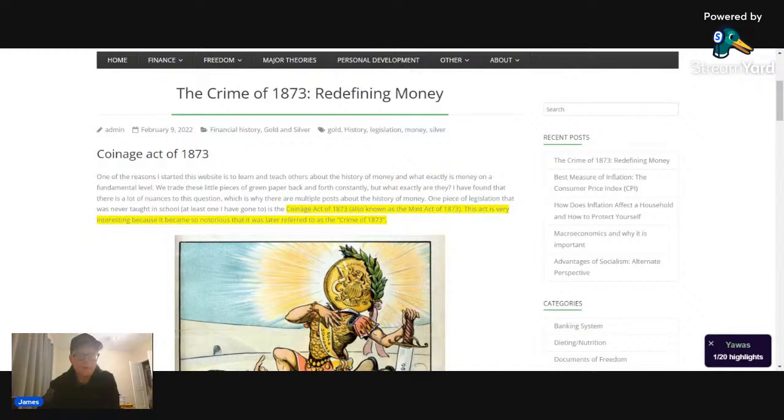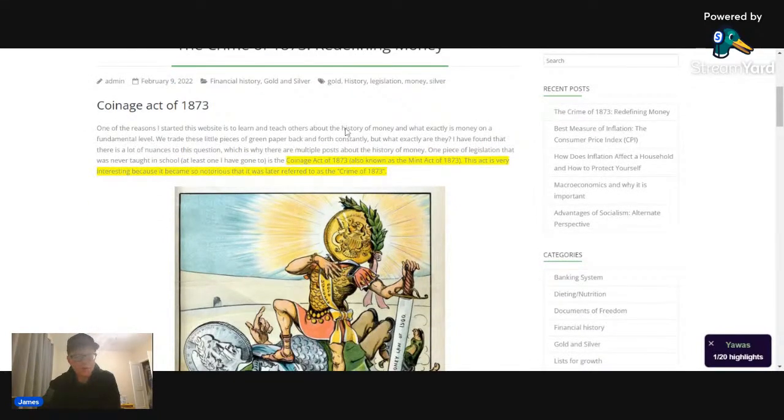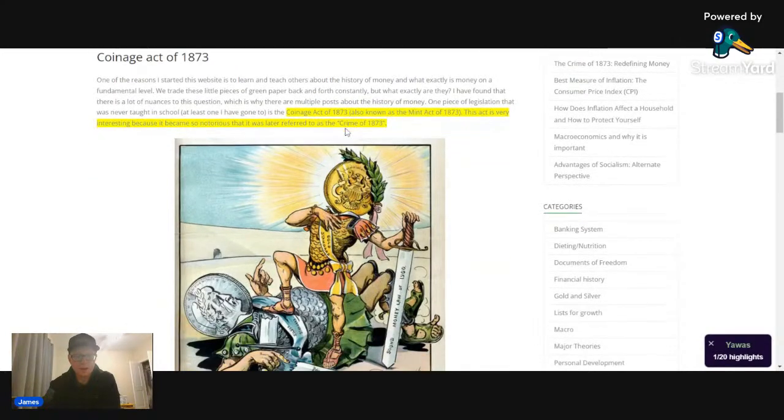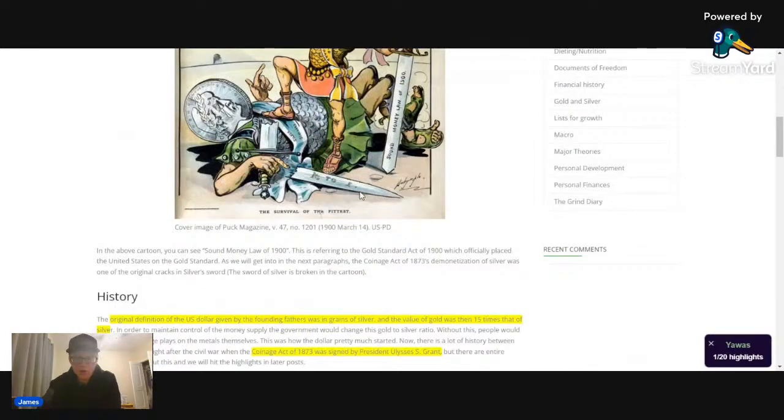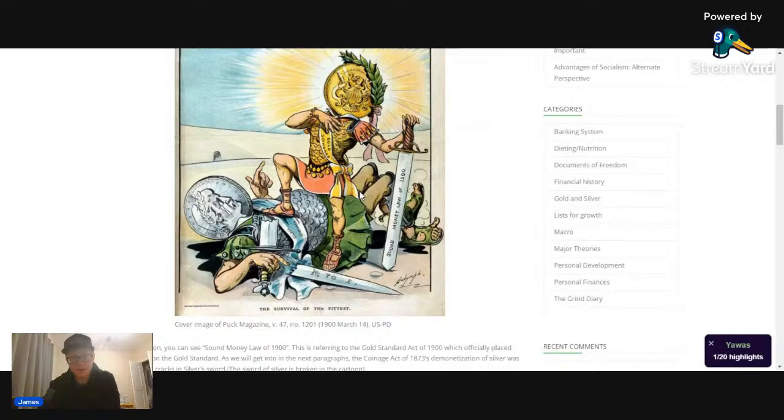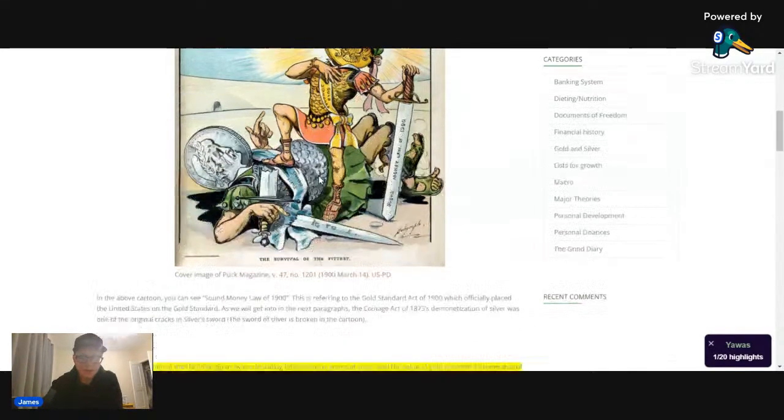I want to go over my most recent post about the Crime of 1873, which was really because of the Coinage Act of 1873, also known as the Mint Act of 1873. One thing you notice with a lot of legislation is they have many names for some reason. Anyways, here's a cartoon that'll make more sense when we get through it. I'll come back to this.